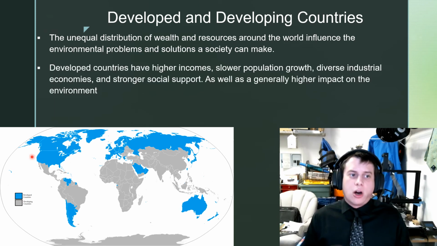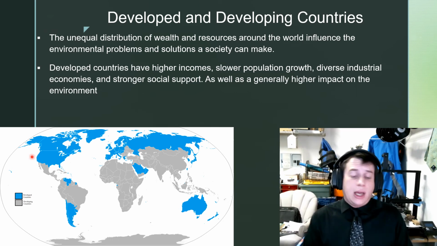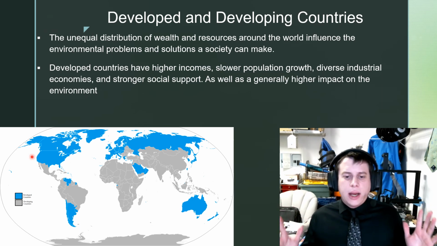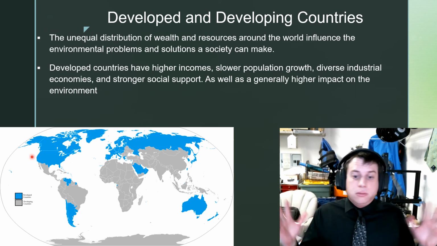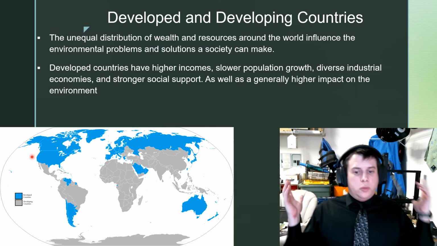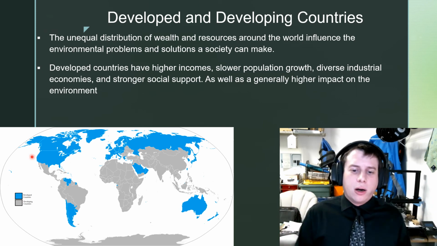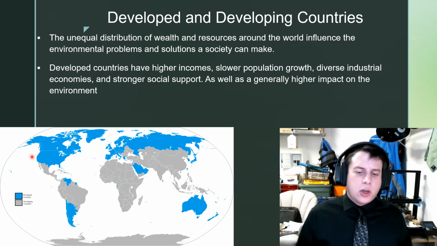Developed countries are countries with higher income. Your average person makes more money, all right? They generally have slower population growth. Your average family has fewer children. Diverse industrial economies, lots of different jobs that can be done, all right? You can work in a factory. You could be a farmer. You could be a doctor. You could be a lawyer. You could be an entertainment guru. You could be a YouTube star. Well, maybe not me, but you get what I mean.